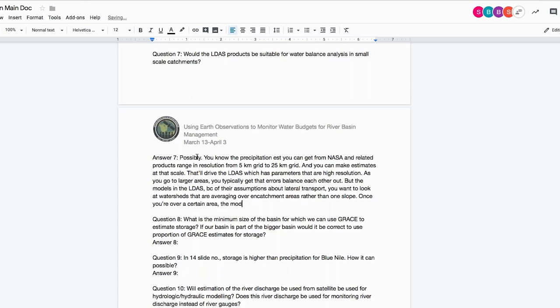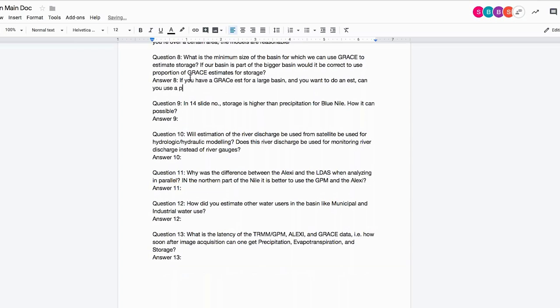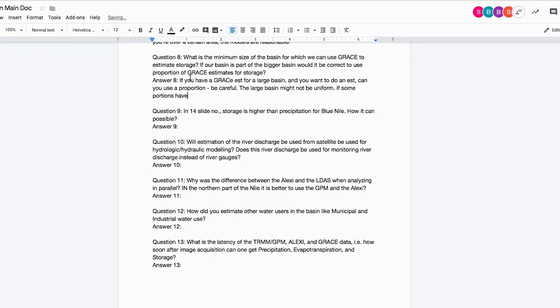Okay, another question. What is the minimum size of the basin for which we can use GRACE to estimate storage? That's the same question as we had before about the GRACE resolution. And then it says, if our basin is part of a bigger basin, could we use a proportion of GRACE estimates for storage? That's an interesting question. If you have a GRACE estimate for a large basin and you want to do a sub-basin, can you just use a proportion of it? I'd be a little bit careful, because the large basin might not be hydrologically uniform. If some parts of that basin have more or less water storage variability, you could get an incorrect estimate if you just use a proportion.